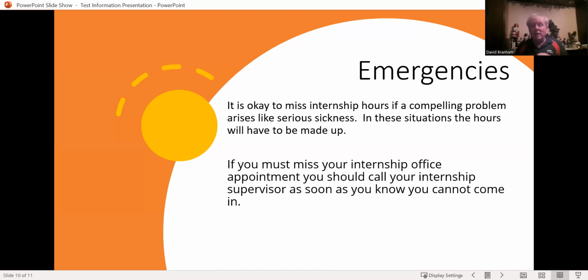If you must miss your internship office appointment, you should call your internship supervisor as soon as you know and tell that supervisor that you're not going to be able to come in.